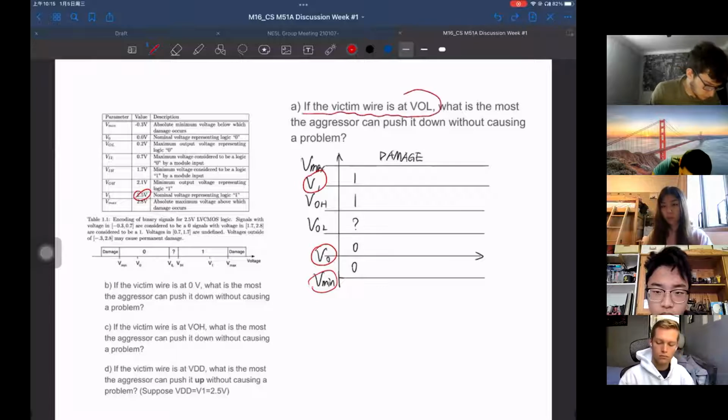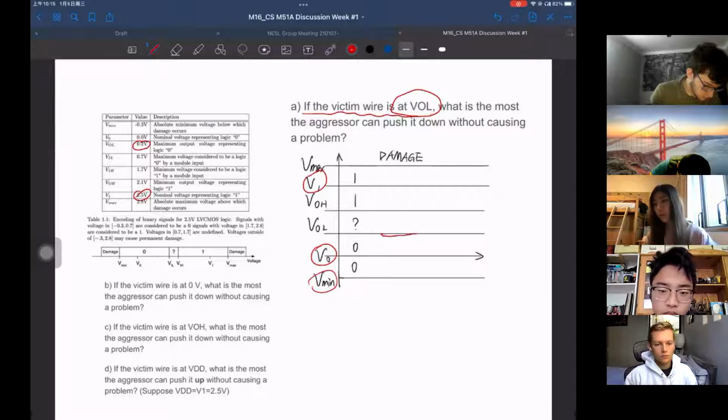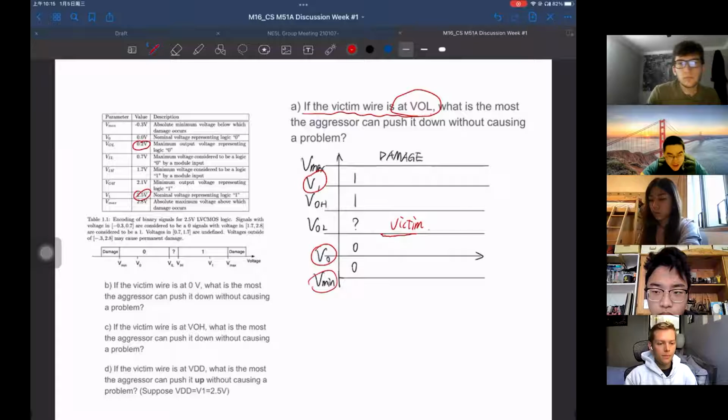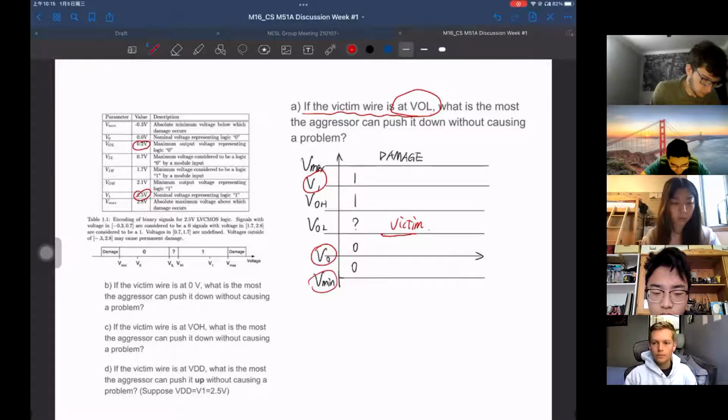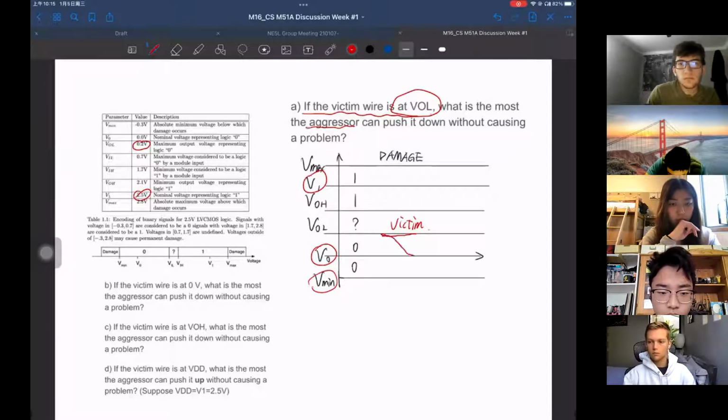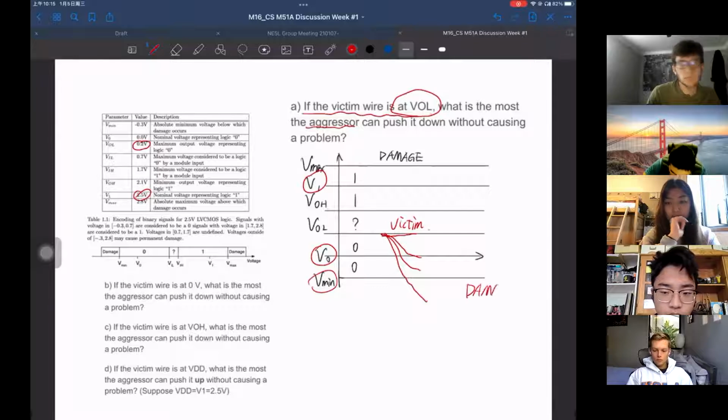In order to avoid this, the first question is asking the following: the victim is at VOL, or VOL is actually here, this is the victim signal. I would say the first question is very easy. The aggressor means the interferer, something that tries to sabotage our system. It can be a strong interference or a longer wire, and it wants to push the signal down. How far can we go? We can go down to here, right? Can we go further? No, because we will suffer some damage. So there was some damage here.